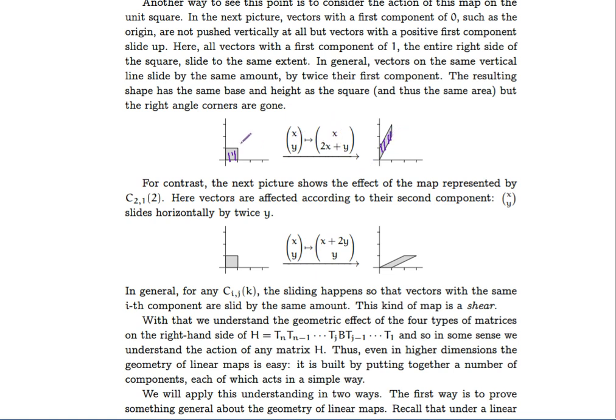For instance, if I have (1, 0) it's going to go to (1, 2). That means that this point here maps to this point here. If I have (1, 1), it's going to go to (1, 3), so this point here maps to this point here. So in effect, this entire square will get mapped to this rhombus. You know, a rhombus is a parallelogram with equal sides. Mathematically, this is called a shear.